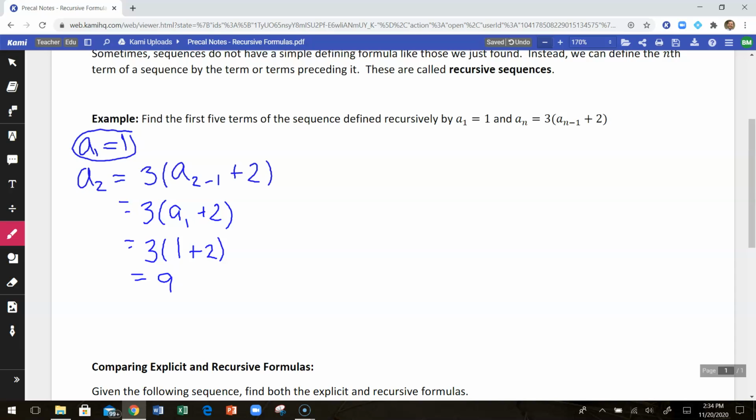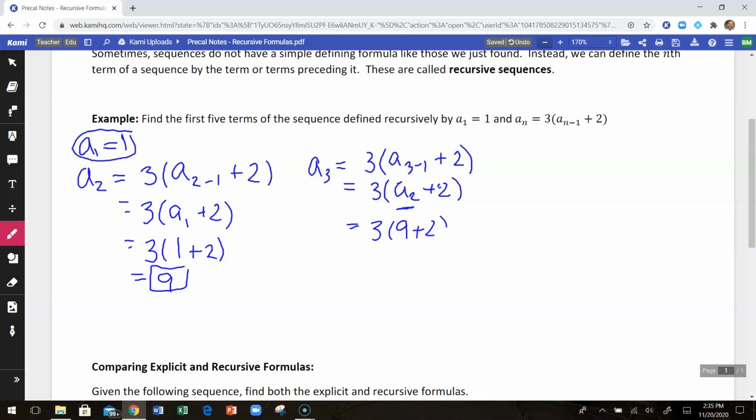Well, a sub 3 would be 3 times a sub 3 minus 1 plus 2. So that's going to be 3 times a sub 2 plus 2. Well, what is a sub 2? A sub 2 is 9. We just figured that out. So that's 3 times 9 plus 2, which would be 3 times 11, which would be 33.